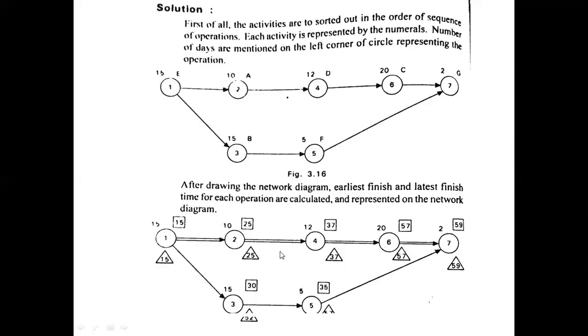And let's see here, 37 minus 12, which can be given as 25. This can be treated as latest finish time of second activity. See here for the first one, in this direction, 25 minus 10 can be treated as 15. And here, 52 minus 15 can be given as 37.